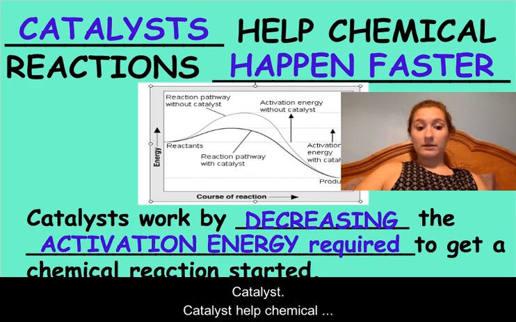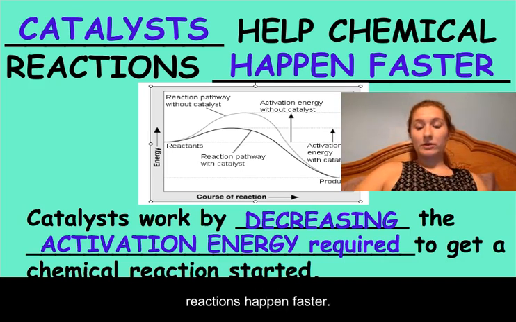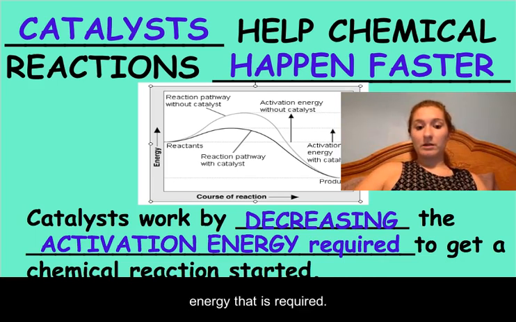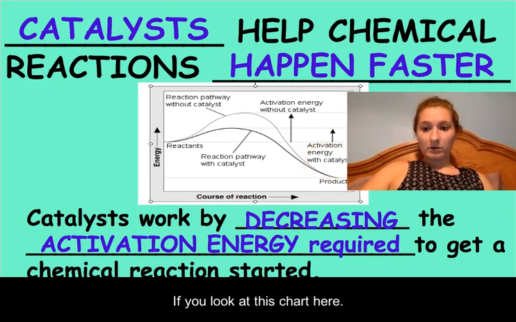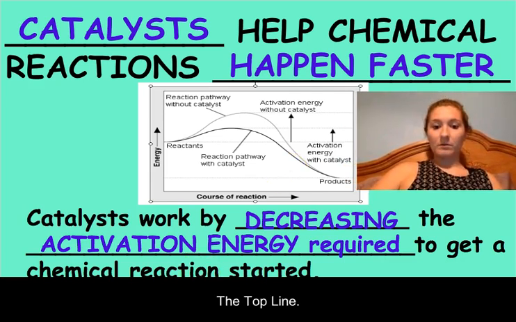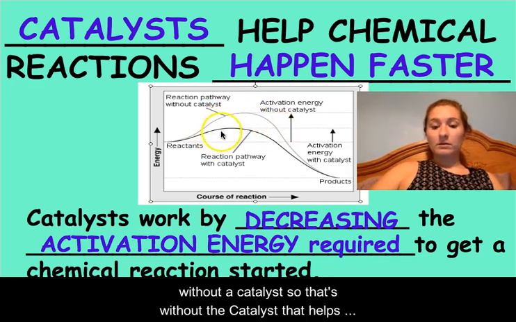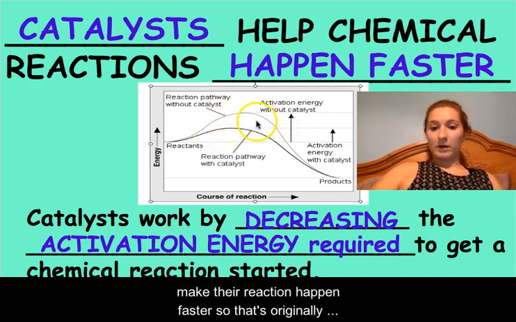All right, catalysts. Catalysts help chemical reactions happen faster. This is done by decreasing the amount of activation energy that is required for the reaction to get started. If you look at this chart here, the top line is lighter, and that is showing the reaction without a catalyst.